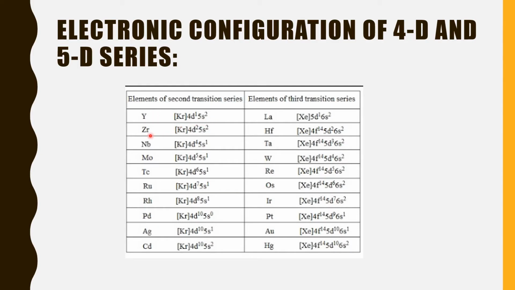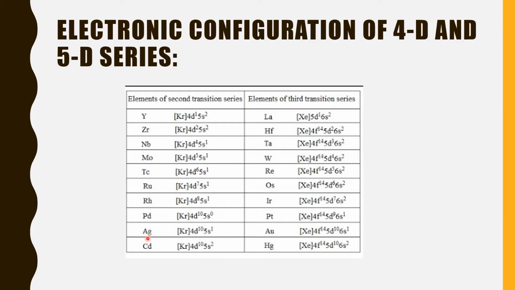Then for zirconium, it is krypton 4d2 5s2. Then niobium, it is krypton 4d4 5s1. And molybdenum, it is krypton 4d5 5s1. And technetium, it is krypton 4d6 5s1. And then ruthenium, it is krypton 4d7 5s1. And rhodium, it is krypton 4d8 5s1. And palladium, it is krypton 4d10 5s0.